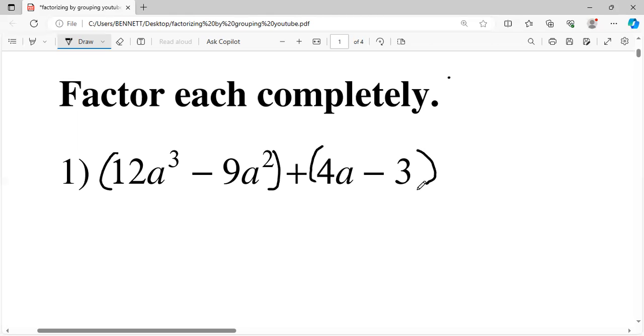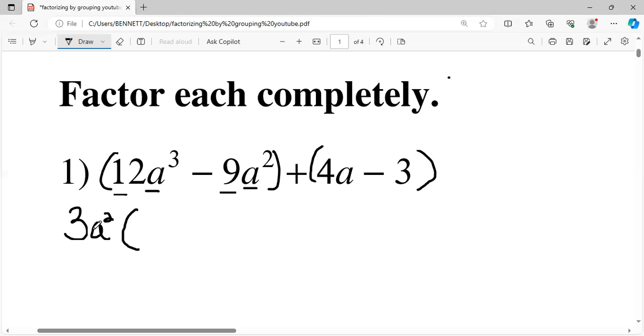Alright, so now for each bracket, we're going to take out the highest common factor. We usually start with numbers. So we inspect the numbers and ask ourselves what is the highest number that can go into 12 and 9 without a remainder, and that is 3. Next, we have the letters. So we have a^2 and a^3. We take out the highest common factor, which would be a^2. We cannot take out a^3 because a^3 cannot go into a^2.